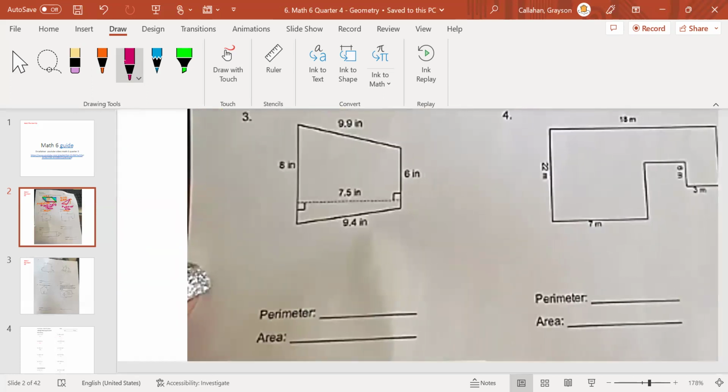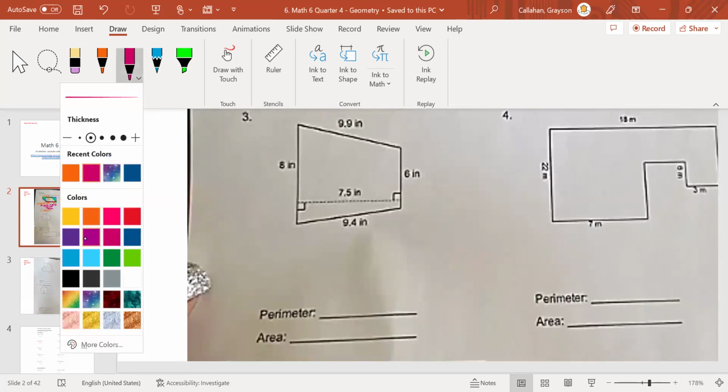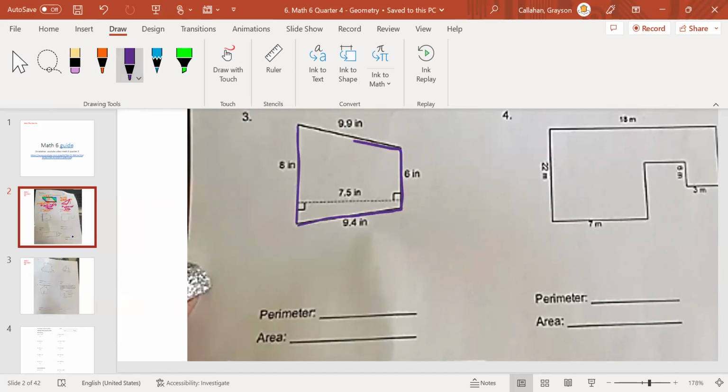Okay, number 3. So tell me, how would you find the perimeter for this one? Multiplying all the outside numbers together. Not multiply, add. Okay, so that's this side right here plus this side right here plus this side plus this side. Do you see that? Okay, so the perimeter is going to be 9.9 plus 6 plus 9.4 plus, is that an 8? What is that? What is this right there? 8. Okay, so grab your calculator.